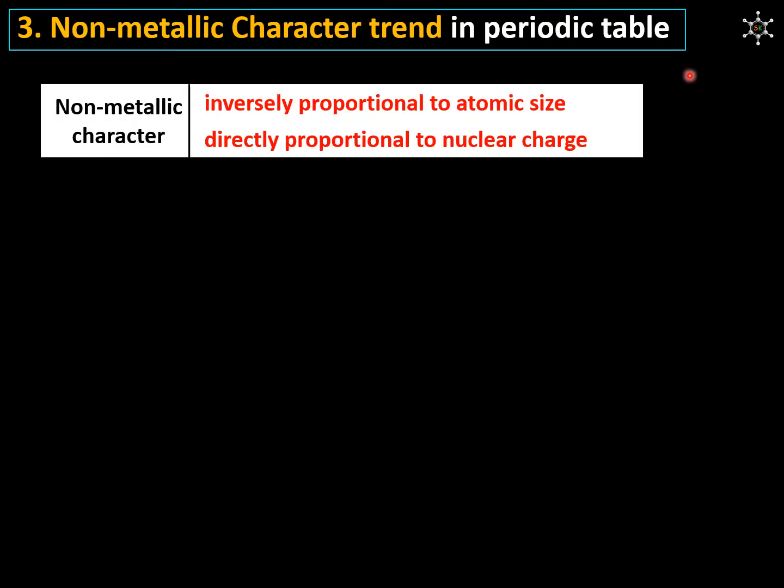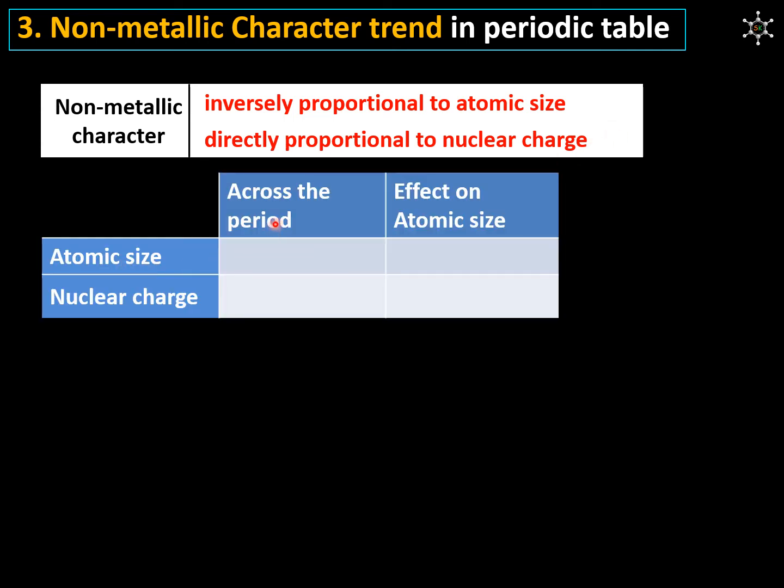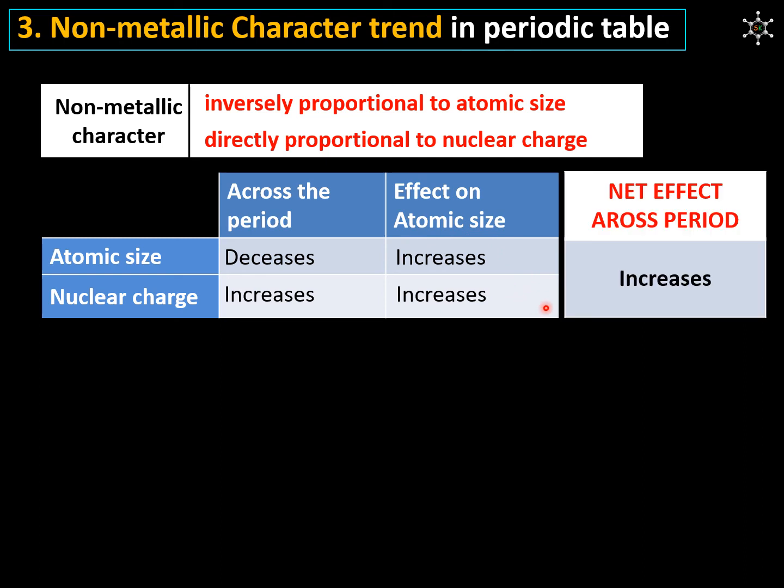Let us see the non-metallic character trend in the periodic table using these two pieces of information. Atomic size across the period decreases. Since atomic size is inversely proportional to non-metallic character, non-metallic character is expected to increase across the period because of atomic size. Nuclear charge across the period increases. Since nuclear charge is directly proportional to non-metallic character, we expect the non-metallic character also to increase across the period because of nuclear charge. What happens to the non-metallic character across the period is the resultant of these two, and that is increasing.